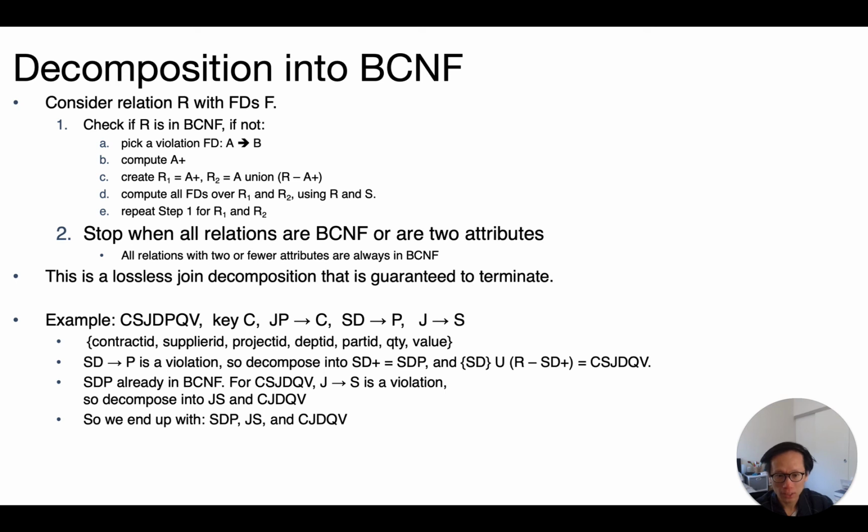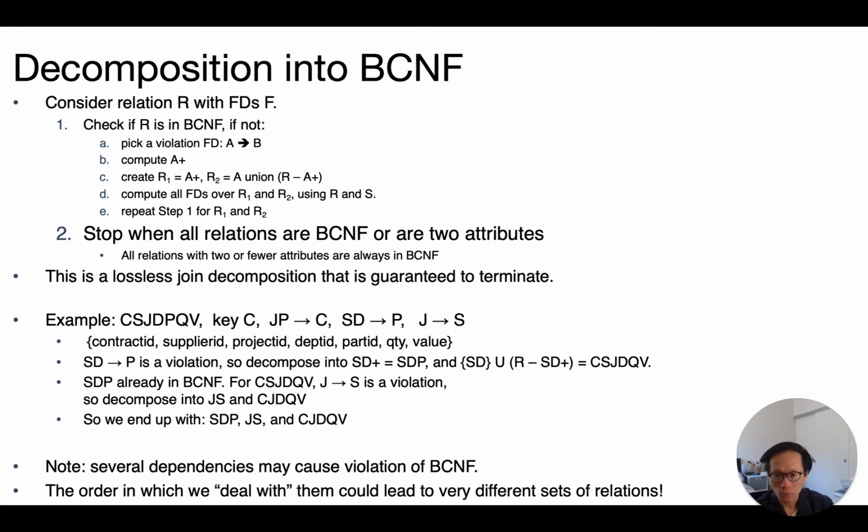Notice how in this case, several dependencies cause the violation of BCNF. And in fact, it turns out that the order that we use them to decompose could lead to a different outcome. So there's more than one way to decompose a relation, and it is actually determined by the order in which we process these violating functional dependencies.